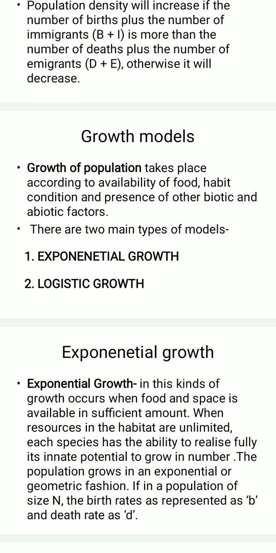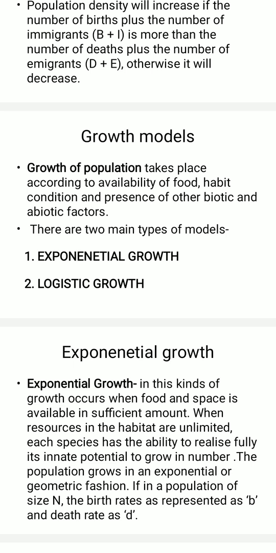The population grows in an exponential or geometric fashion. What is the meaning of geometric fashion? For example, 2 becomes 4, 4 becomes 8, 8 becomes 16, 16 becomes 32, 32 becomes 64, 64 becomes 128. This is called geometrical increase in the population. And exponential growth is also called geometric growth of the population. And this is possible only when the availability of food and space is sufficiently large.